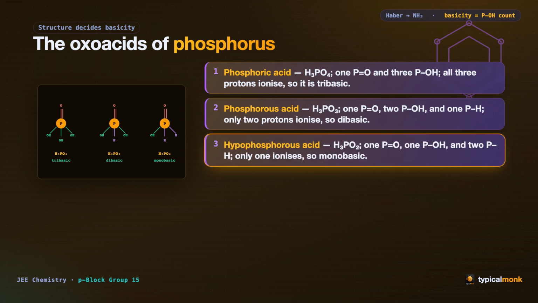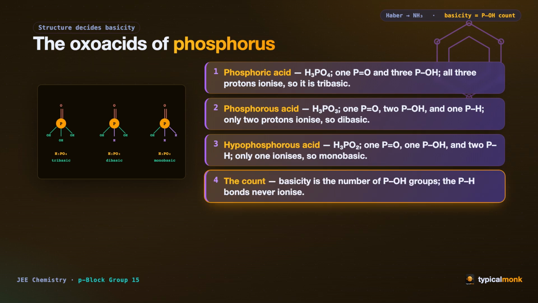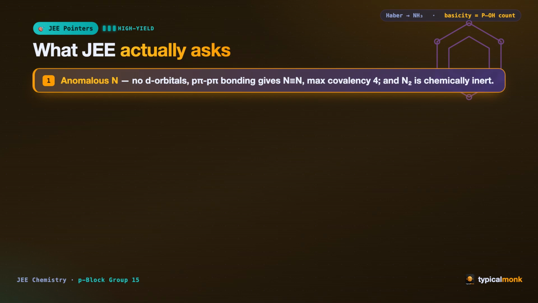Hypophosphorus acid, H3PO2, has 1 double bond, 1 POH group, and 2 PH bonds. Only that one ionizes, so it is monobasic. And the count: basicity is simply the number of POH groups. The PH bonds never ionize. Now, what JEE actually asks.